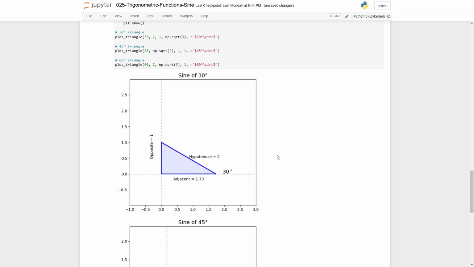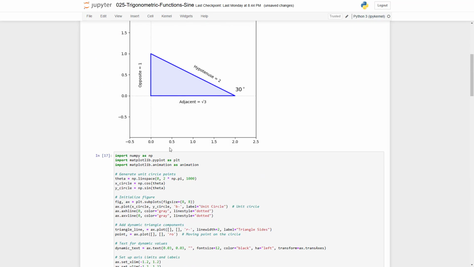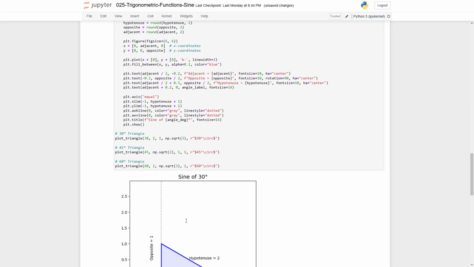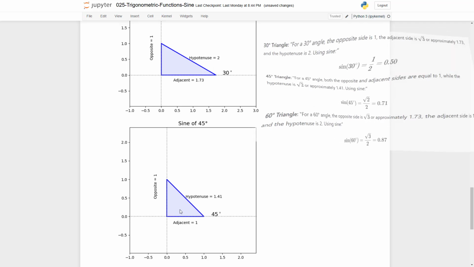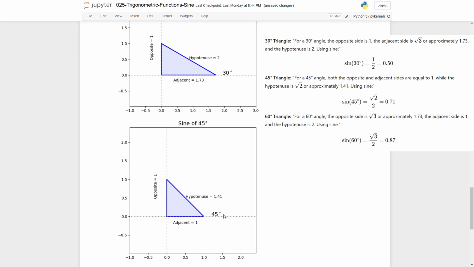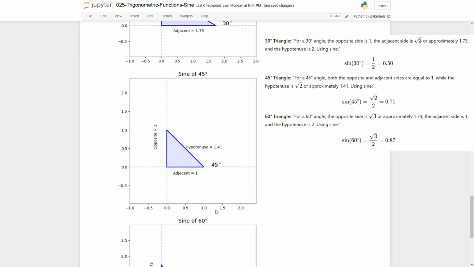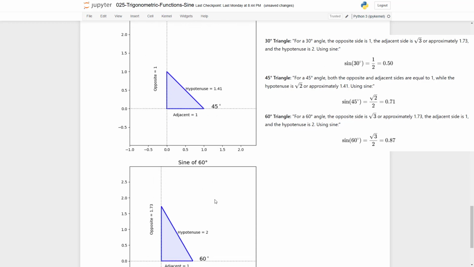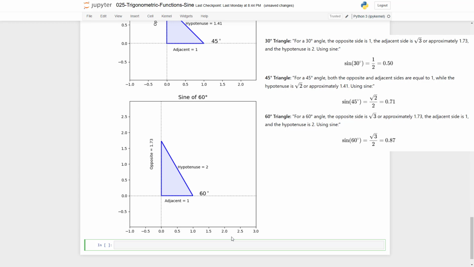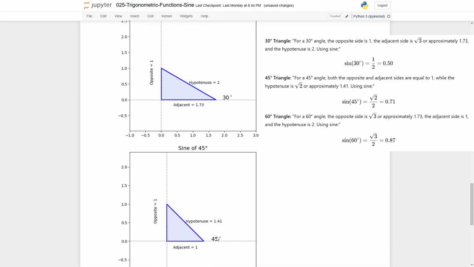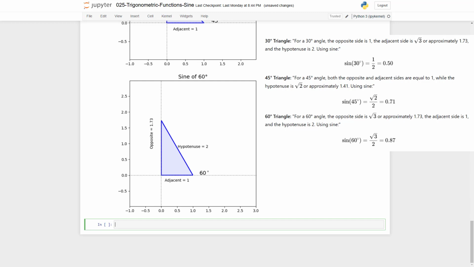Let's see. So sine of 30 degrees, here we have the hypotenuse and we have the opposite. Pretty much this is the same as this one, but we had to start with the important sines. And then we have the 45 degrees, and sine of 45 degrees is 1 over 1.41, pretty much. And sine of 60 is 1.73 over 2. Yeah, this is how it goes in our case.